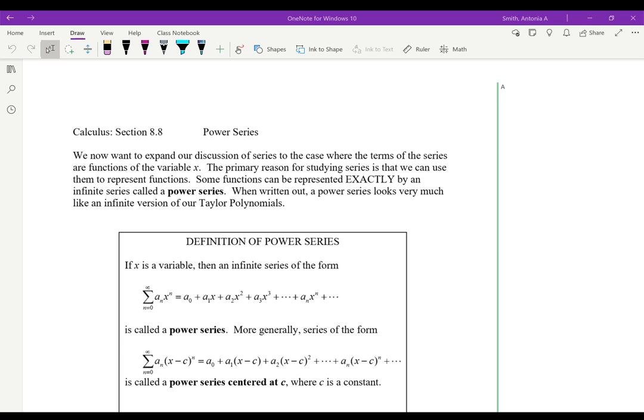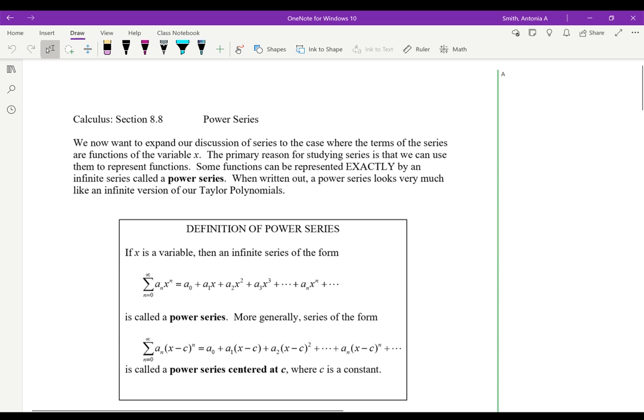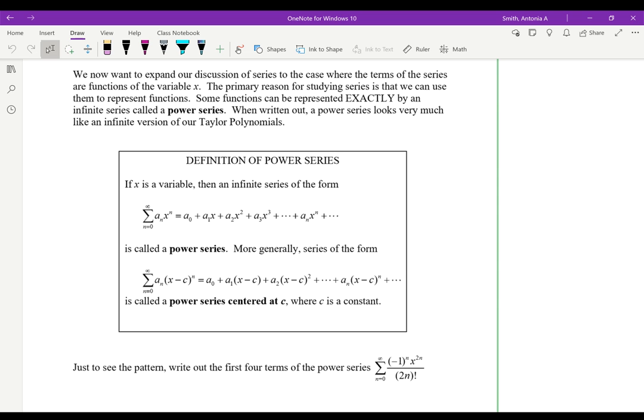Let's look at the definition of a power series. If x is a variable, then an infinite series of the form the sum from n equals 0 to infinity of a sub n x to the n is called a power series. More generally, a series of the form the sum from n equals 0 to infinity of a sub n times (x minus c) to the n is called a power series centered at c, where c is a constant.